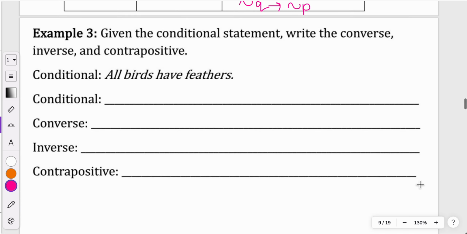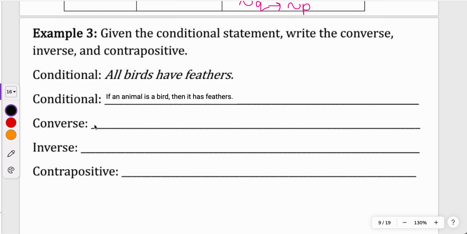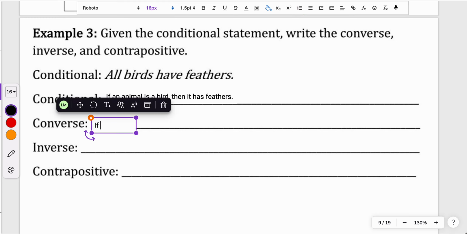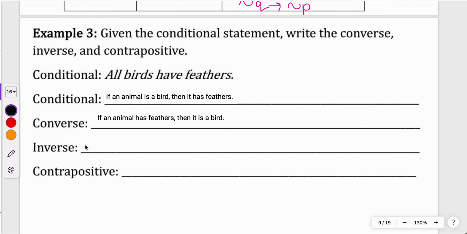Here we go. All right, given the conditional statement, write the converse, inverse, and contrapositive. Conditional statement, you need to write an if-then form. So, all birds have feathers. If an animal is a bird, then it has feathers. Okay, that was P then Q. Converse of that, if an animal has feathers, then it is a bird. Okay, so we're just flipping around the hypothesis and the conclusion.